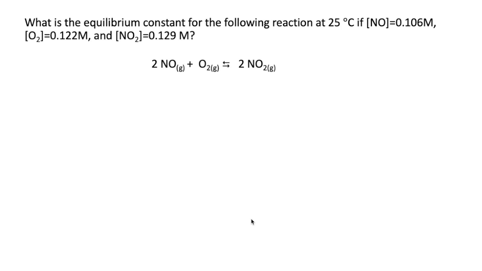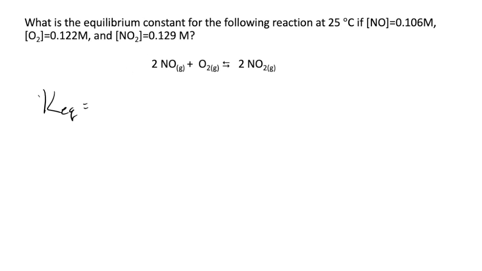This first one says, what is the equilibrium constant for the following reaction at 25 degrees Celsius if the concentration of NO is 0.106 molar, the concentration of O2 is 0.122 molar, and the concentration of NO2 is 0.129 molar. And you have a balanced chemical equation. Sometimes you're not given an equation, and in those cases, you will need to write the equation and balance it before moving forward because you need those coefficients to be able to plug into your equilibrium constant expression.